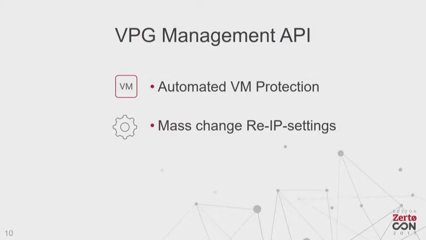But one of the other things is mass re-IP, changing re-IP settings. Even if you have 10 VMs with multiple NICs and you want to change all the IP addresses, you don't want to do it manually. You want to automate it. So what we use for this one is actually CSV files. CSV files, basically you open up in Excel, you mass change it, and then we re-import them into the API. So I'm quickly going to do that workflow.